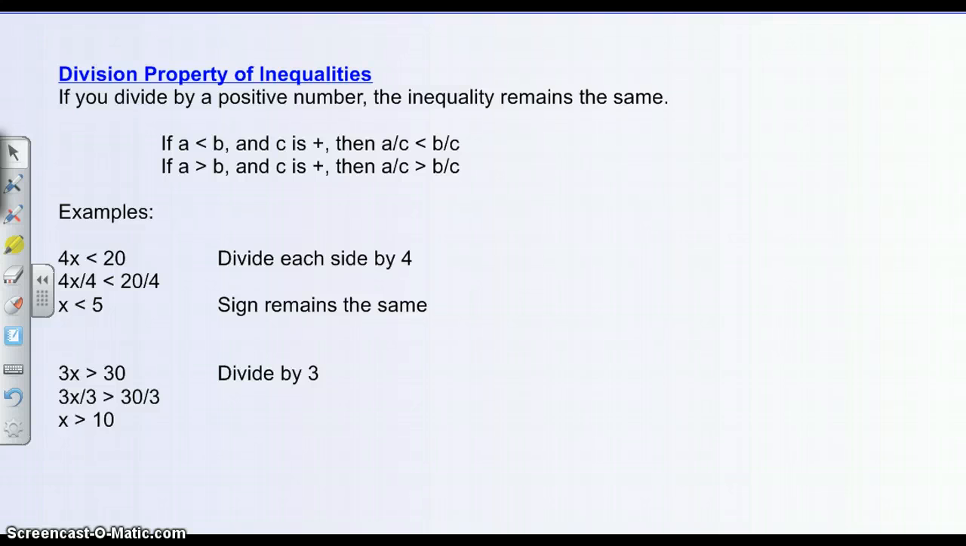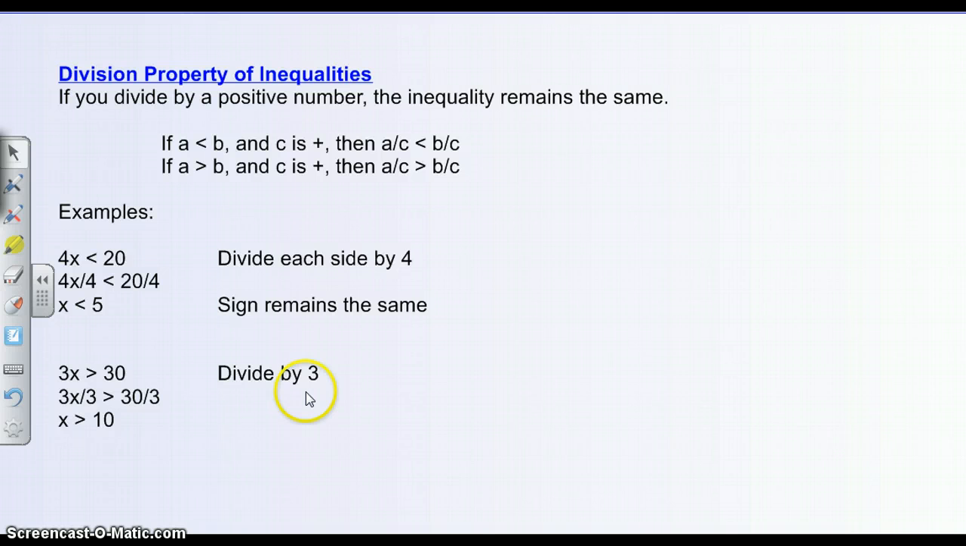Now, of course, when we're talking about dividing, we're talking about dividing on both sides of the inequality. You never do something to one side without doing it to the other side. So, if A is less than B and C is a positive number, then A divided by C is still going to remain less than B divided by C. If A is greater than B and C is positive, then A divided by C is greater than B divided by C. So you can divide by a positive number, whether it's less than, greater than, less than or equal to, greater than or equal to. It will not change the inequality at all.